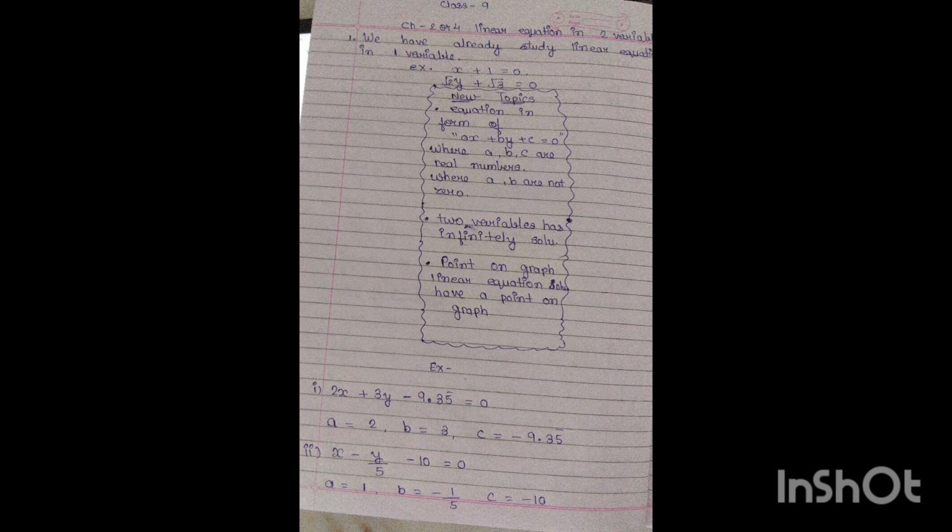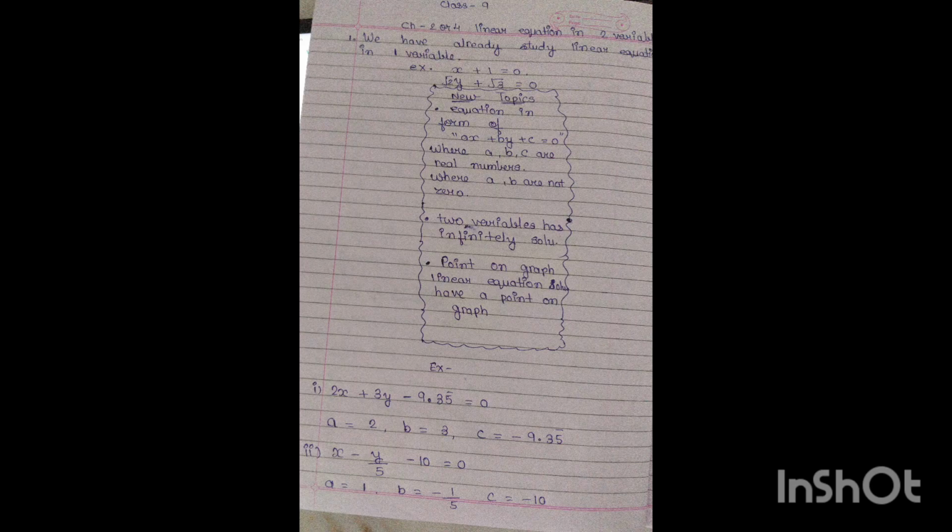Okay, hope you have understood this question. Next question is x minus y by 5 minus 10 is equal to 0. Okay, so now in this term we get a as 1, b as minus 1 by 5 and c as minus 10. It's already in a linear equation form, but if you want to change it, then how can we change it?